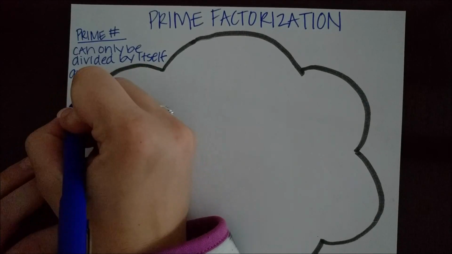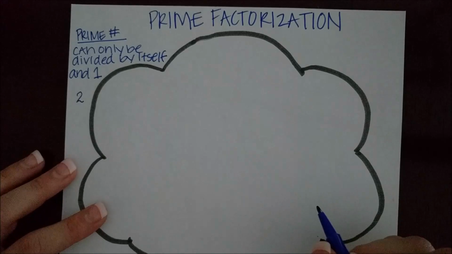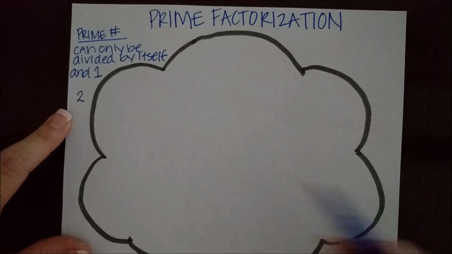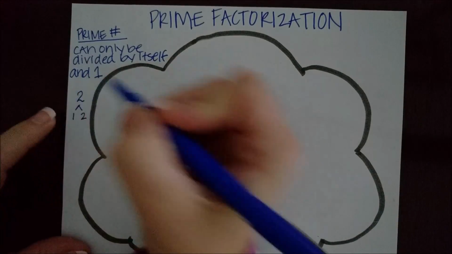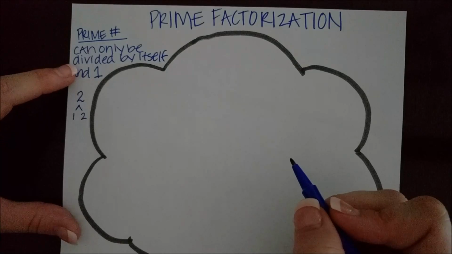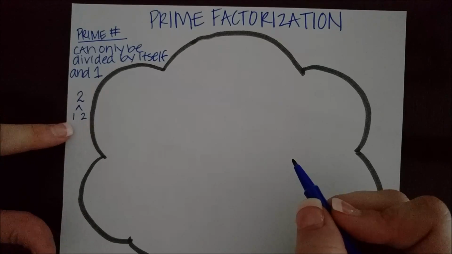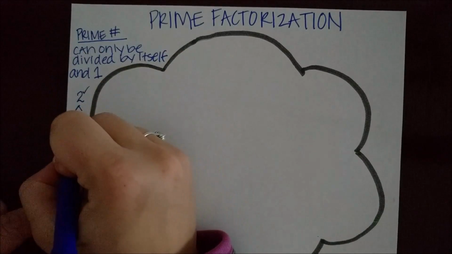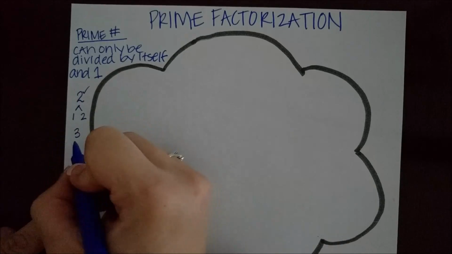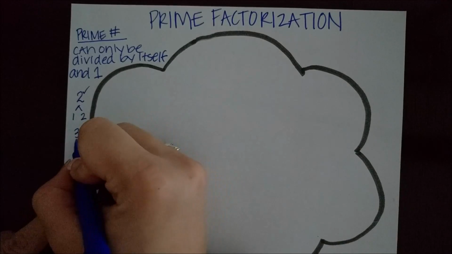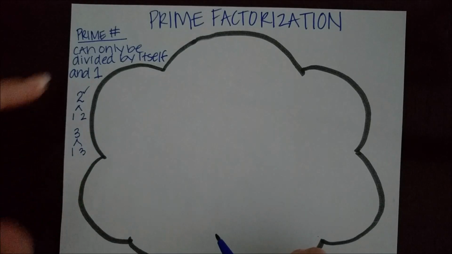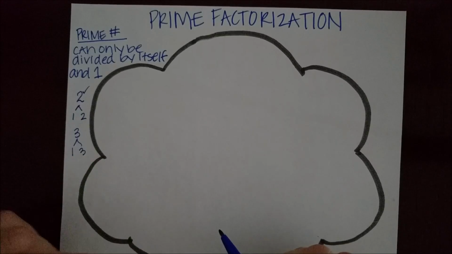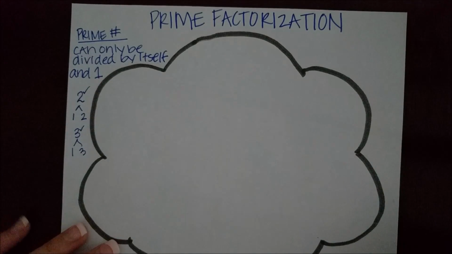Well, let's think. The number 2, would that be a prime number? What are the factors of 2? The only factors of 2 are 1 and 2. Does this fall under the category it can only be divided by itself and 1? Yes, so 2 would be a prime number. What about 3? What are the factors of 3? What numbers multiply together to get 3? 1 and 3. Can 3 only be divided by itself and 1? Yep, so 3 would be a prime number.